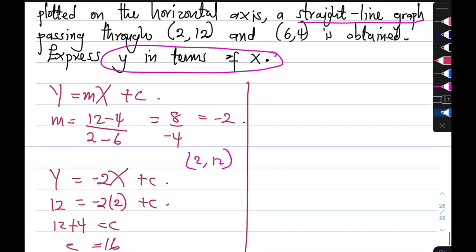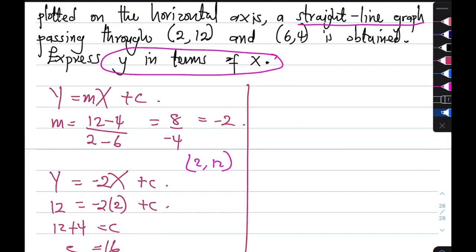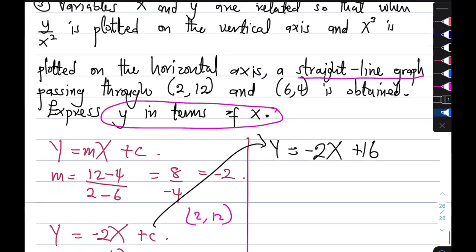So if c is indeed 16, then we can rewrite this particular equation over here as y is equal to negative 2x plus 16. But this is actually not small y, all right? Not small y in terms of small x. This is big Y in terms of big X. So we are not done yet.